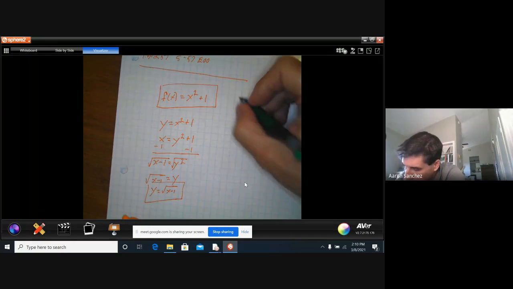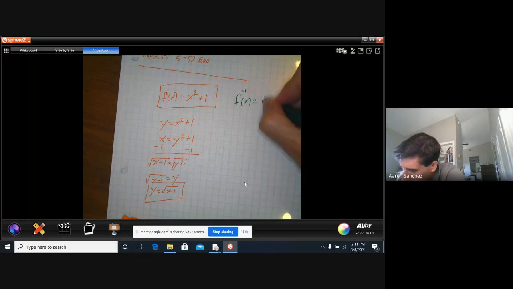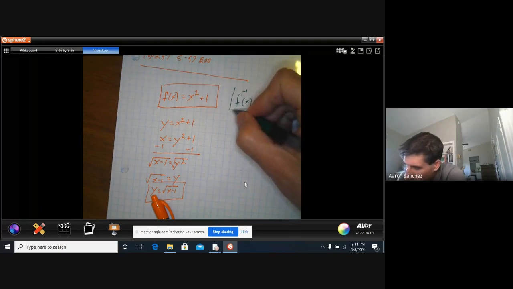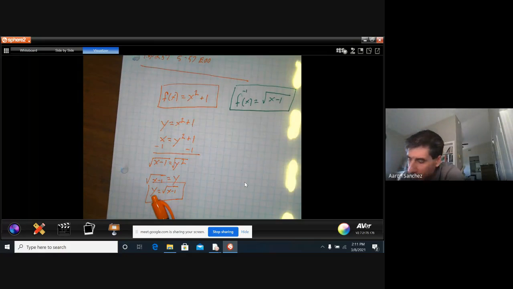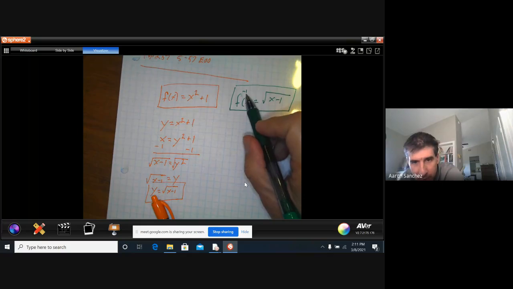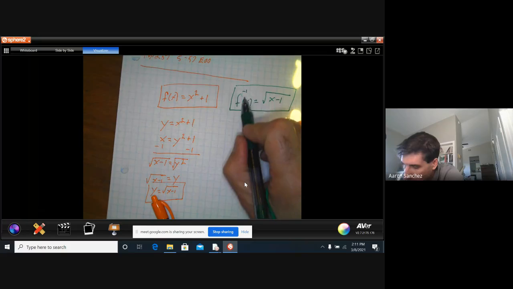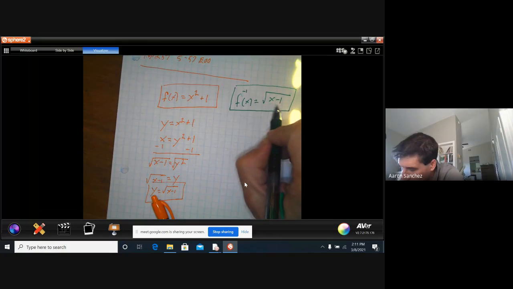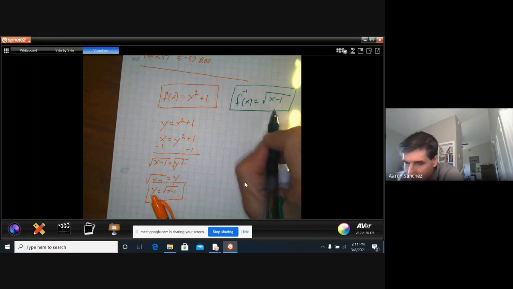Here's the inverse. The inverse of f of x equals the square root of x minus 1. Now we write a negative 1 in the exponent to show that that's the inverse of my f of x. The way we'd read this is the inverse of f of x equals square root of x minus 1. Not f to the negative 1 power. Don't read it like that. We say the inverse of f of x equals square root of x minus 1.